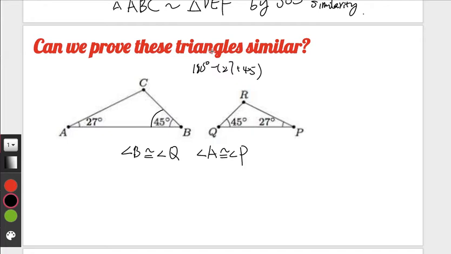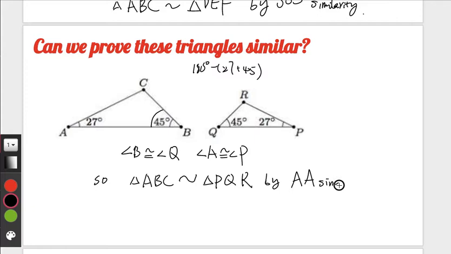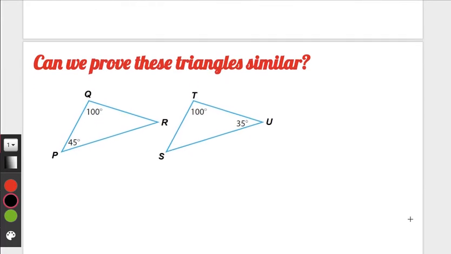So now, since we have two pairs of angles, I can come to the conclusion. So triangle, again, do not forget to match the angles. Remember, it's similar, because angles can only confirm they are similar. So angle A is matching to P, angle B is matching to Q, and the last one is going to be R, by AA similarity. Okay, so that's it. We're going to do one more practice.